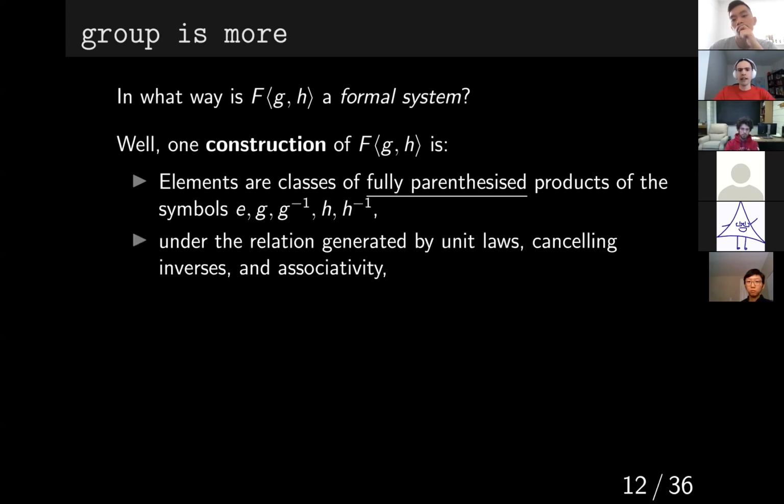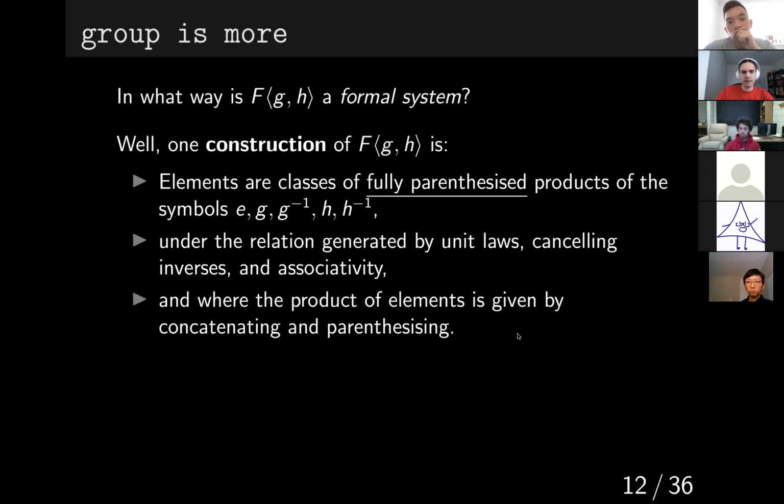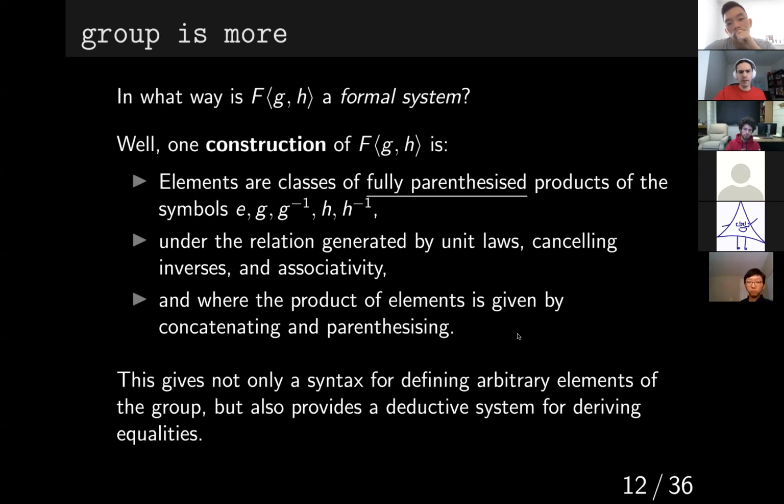Now, I say classes because they're generated by some relations. The relations are unit laws, associativity, inverses, and canceling inverses. And then the product is very easy to give. For the product, if everything's fully parenthesized, you just concatenate 2 expressions and then you put outermost parentheses. In the next slide, I won't write the outermost parentheses, though.